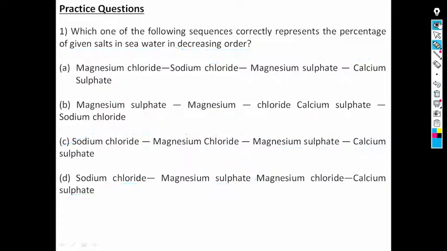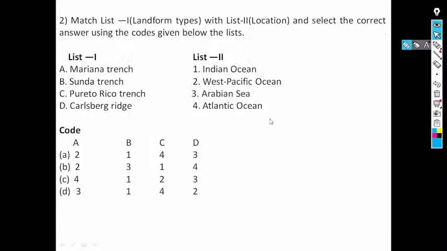Okay, next question. Let's see the next question. Landform types and location. What is the landform types and location? Mariana Trench, Indian Ocean. Sunda Trench, West Pacific Ocean. Carlsberg Ridge, Atlantic Ocean.